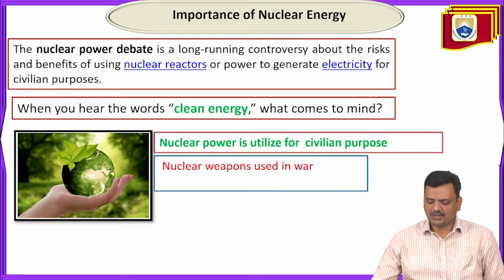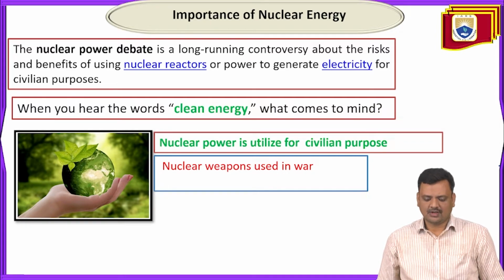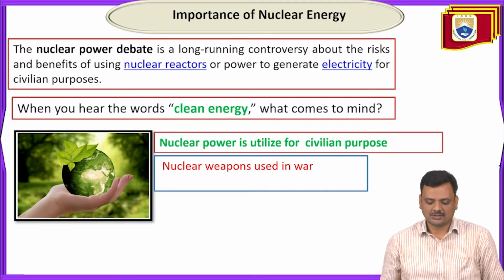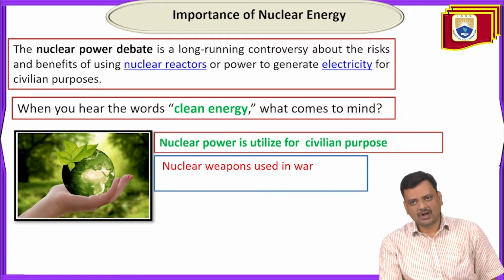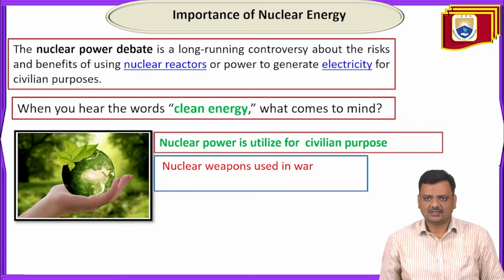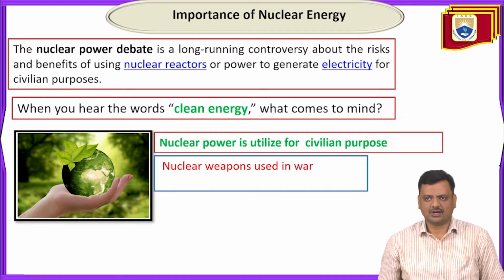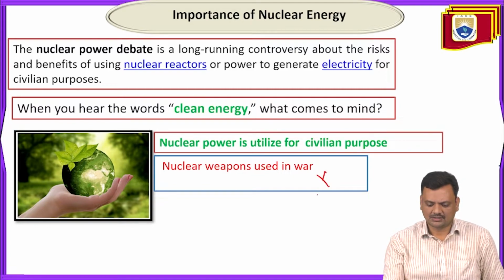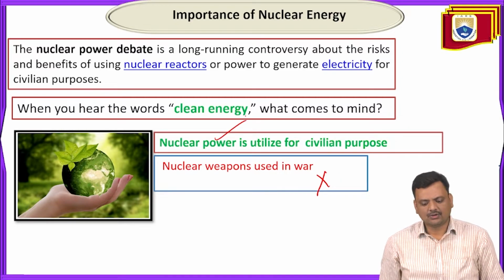And here I want to clear this thing. When you hear nuclear energy, people often think about nuclear weapons. Nuclear weapons are another thing and nuclear power is another thing. Nuclear power is utilized for civilian purpose. With the use of nuclear power, we can generate electricity, but nuclear weapons are a different thing. They are used in war for massive destruction. So it is not our concern. Our concern is only nuclear power.